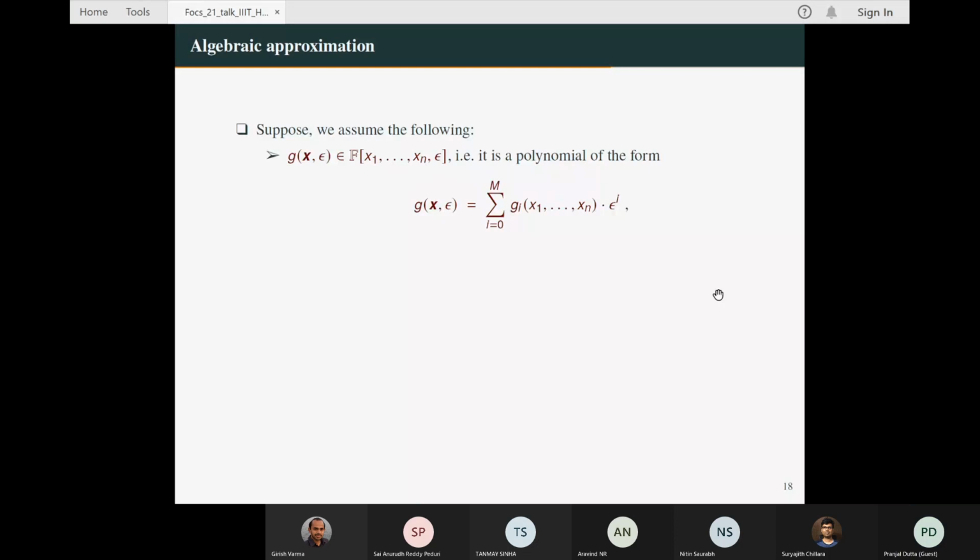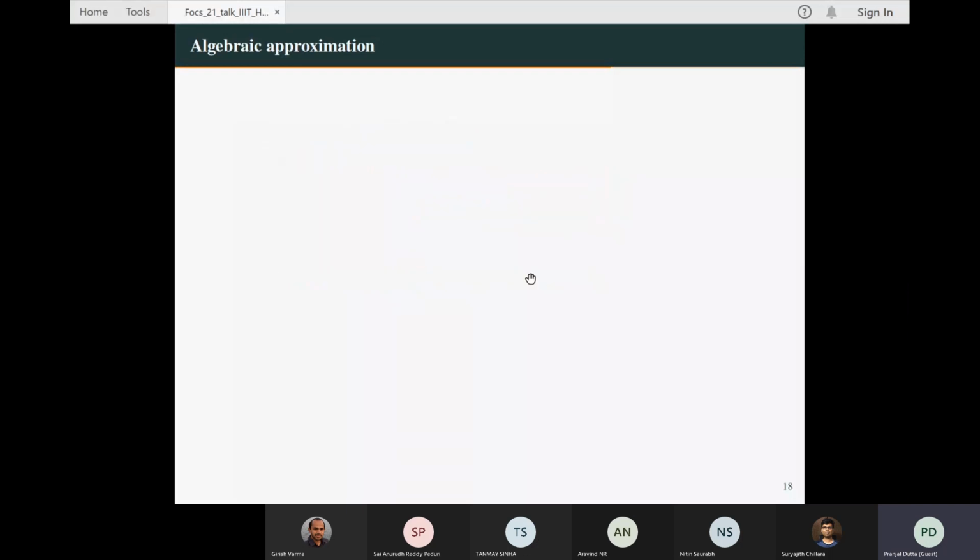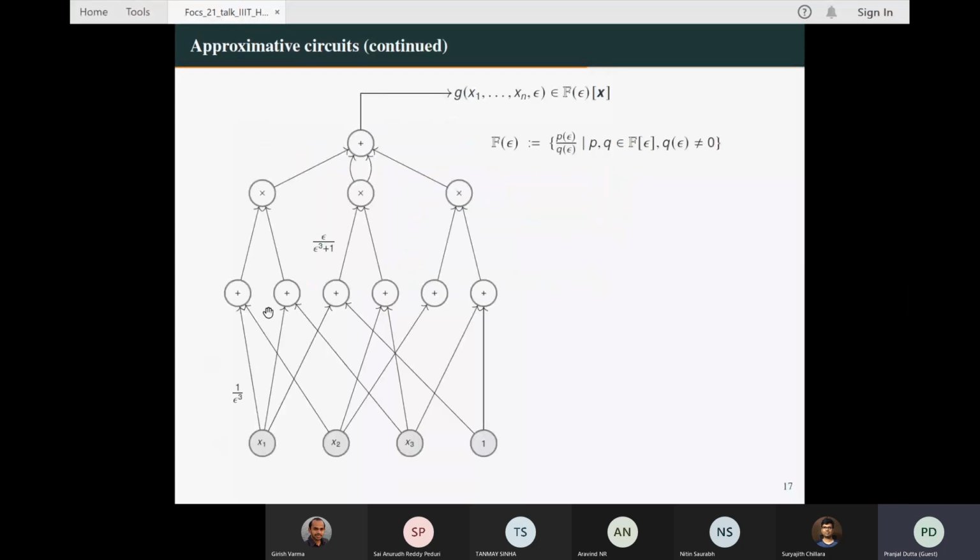Suppose you are computing this polynomial g, and I want to understand what is the complexity of G0. By complexity, I mean the circuit size of G0. Remember, G0 is the epsilon to the 0 coefficient. So what am I given? I am given this circuit where I am arbitrarily using 1 by epsilon cube, anything in between, and I want to understand the epsilon to the 0 coefficient of this polynomial that is being computed.